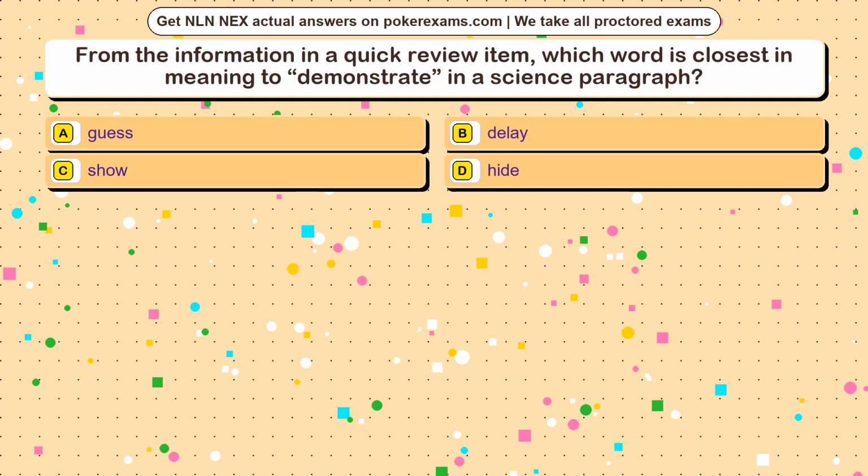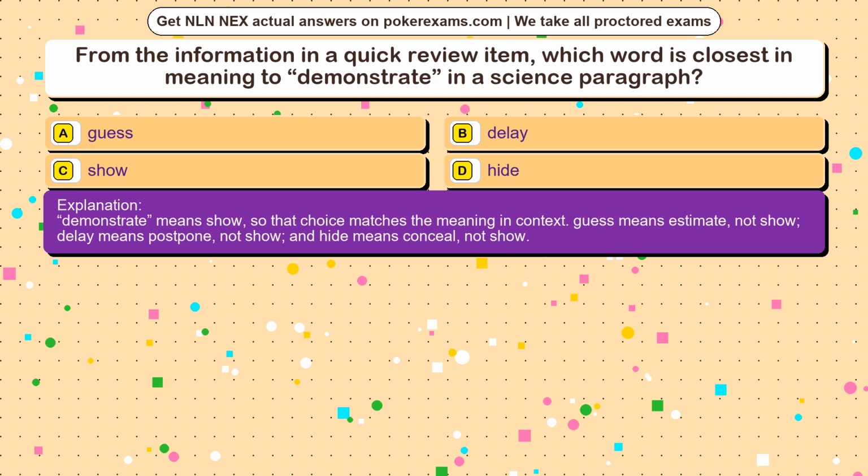The correct answer is option. Demonstrate means show, so that choice matches the meaning in context. Guess means estimate, not show. Delay means postpone, not show. And hide means conceal, not show.